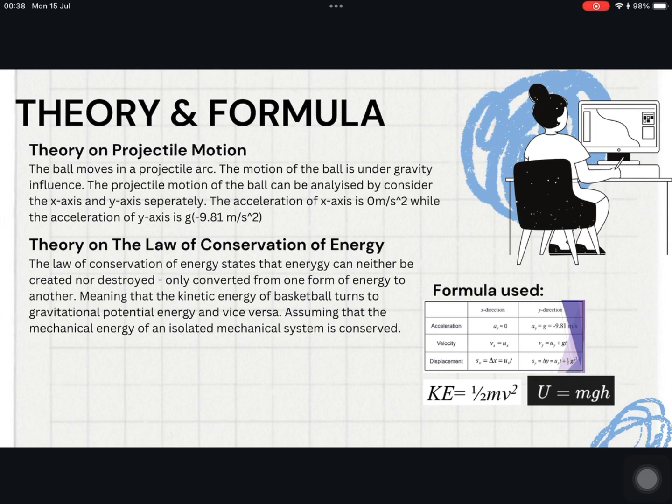So the theory on the law of conservation of energy. The law of conservation of energy states that energy can neither be created nor destroyed, only converted from one form of energy to another. This means that the kinetic energy of the basketball turns to gravitational potential energy and vice versa, assuming that the mechanical energy of an isolated mechanical system is conserved. So the formulas used are KE equals 1 over 2 mv squared, and U equals mgh.